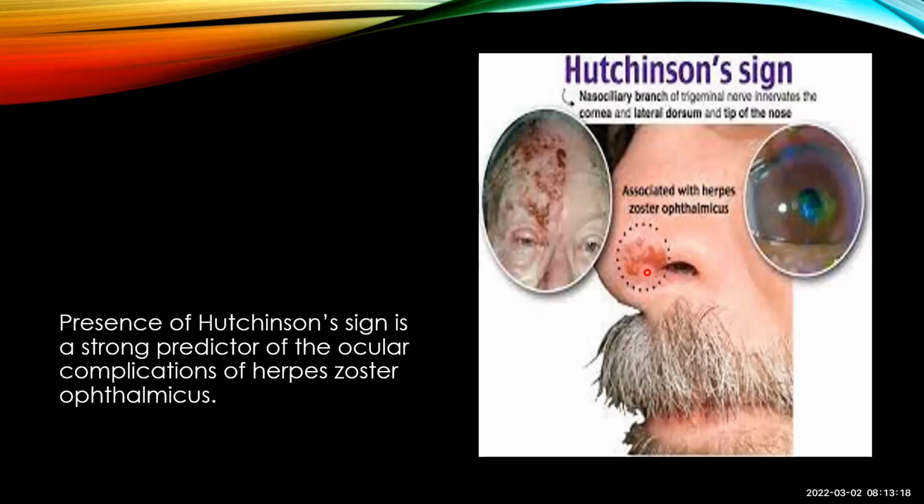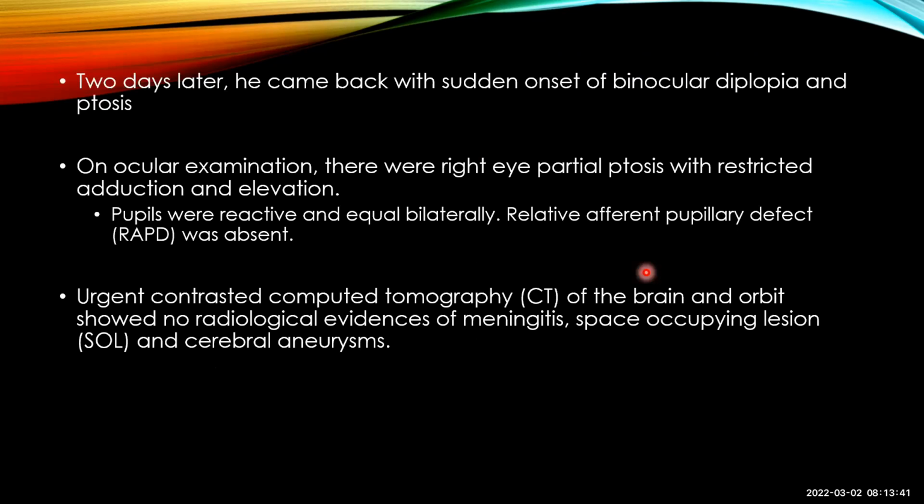When this is present, it is a very strong predictor of the ocular complications of herpes zoster ophthalmicus, because the nasociliary branch of the trigeminal nerve innervates both the cornea, the lateral dorsum, and the tip of the nose. True enough, at the first assessment the patient had no Hutchinson sign, and hence the cornea was clear. 2 days later, he came back with sudden onset of binocular diplopia and ptosis.